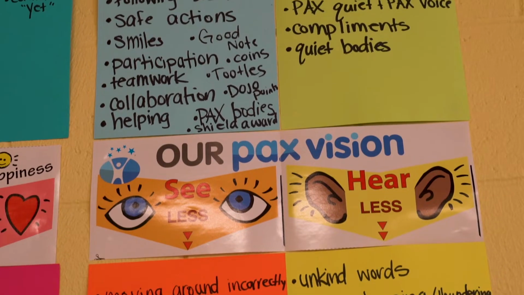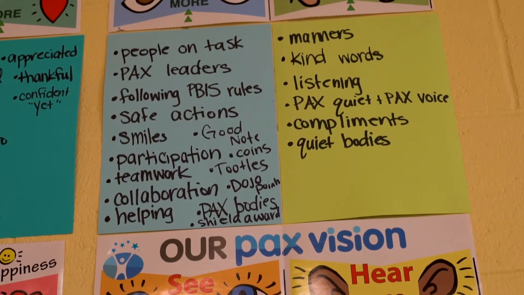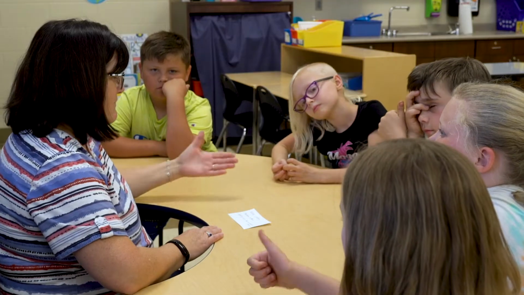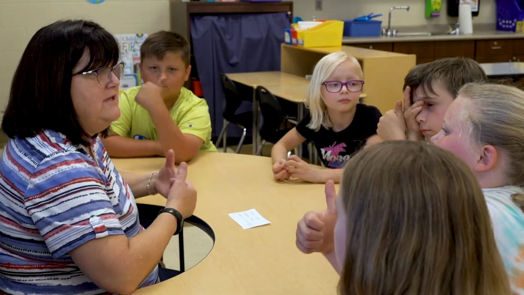And we revisit this model 4 to 5 times a year so the students can evaluate how they're doing with their own vision and make adjustments. It's usually referred to in the morning meeting. The teachers will say, yesterday I saw a lot of this, what did you see? And what can we do about it? And then it involves the students and makes them a partner in the discipline and the school climate.